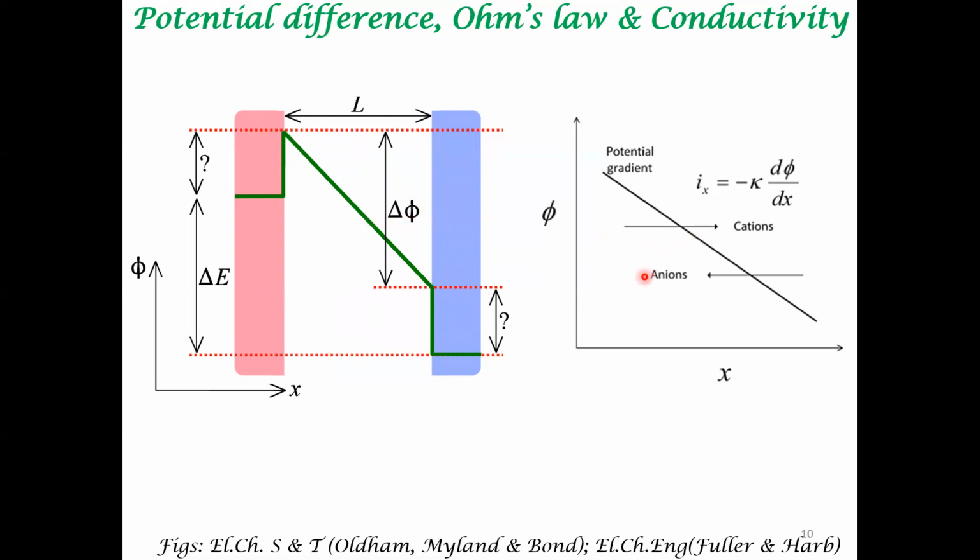Both anions and cations contribute to the flow of current. Notice the direction and magnitude of the potential drop. If the potential gradient is in this direction, the current that is flowing is proportional to the potential gradient, and this proportionality constant is represented in this manner using these notions of conductivity and so on.